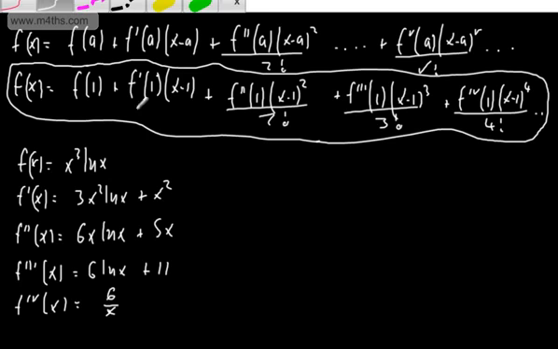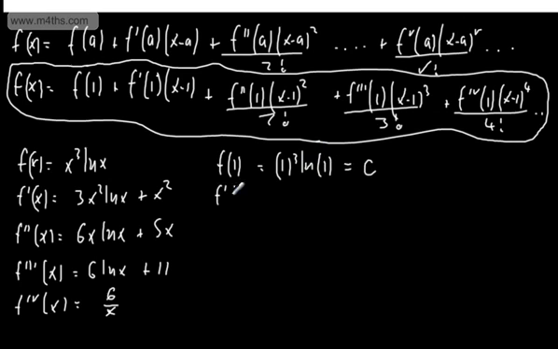Now what we need to do is evaluate f of 1. So if we evaluate f of 1, we're going to get 1 cubed times the natural log of 1. The natural log of 1 is 0, so that's just 0. If we now evaluate f dashed of 1, we're going to end up with 3 lots of 1 squared times the natural log of 1, plus 1 squared. Again, all of this here is going to be 0, and we end up with just 1 at the end.